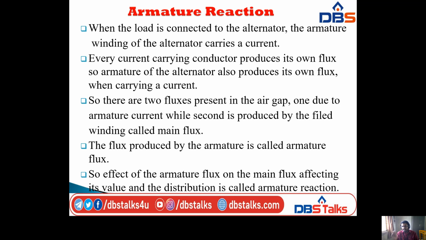So there are two fluxes present in the air gap. One is due to the armature current, while the second is produced by the field winding, which is called the main flux. The flux produced by the armature is called armature flux, and the flux produced by the field winding is called main flux.